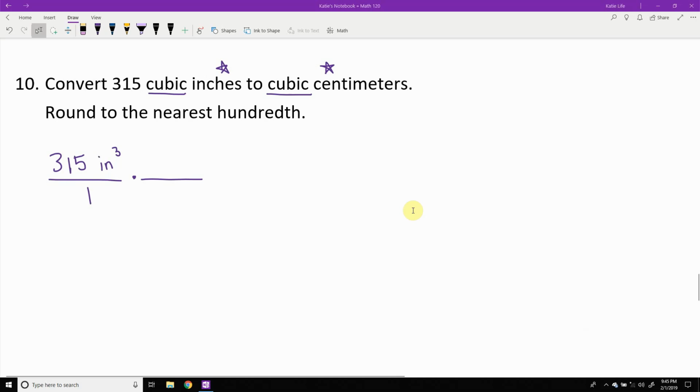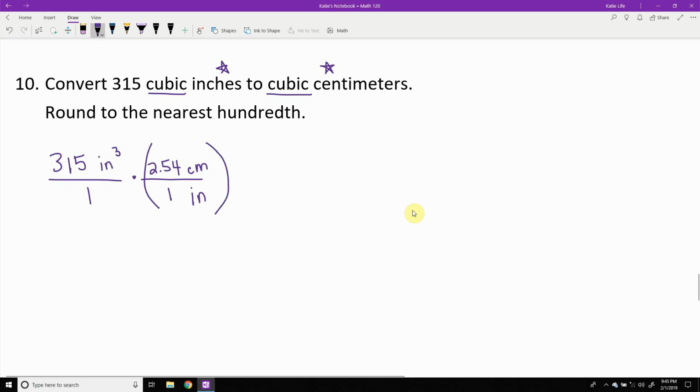Now, while I don't have a direct connection between cubic inches and cubic centimeters, I do have a connection between inches and centimeters. According to my chart, 1 inch is equal to 2.54 centimeters. Okay, so at the very least, I have inches to centimeters. 1 inch is 2.54 centimeters.